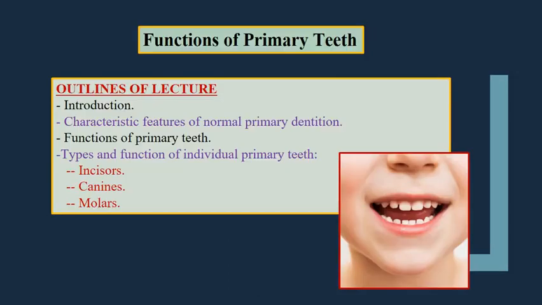Outlines of lecture. We have introduction, characteristic features of normal primary dentition, functions of primary teeth, types and function of individual primary teeth include incisors, canines, and molars.